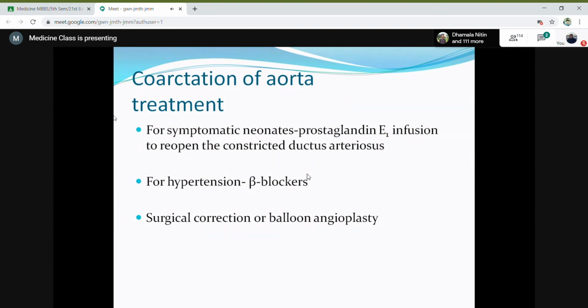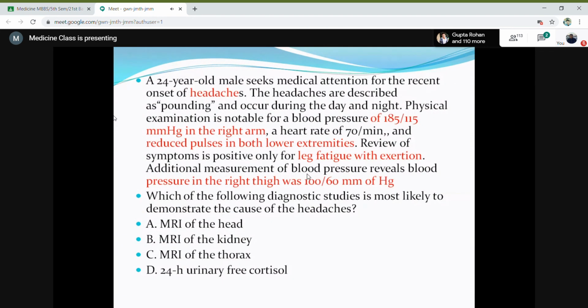For the treatment of coarctation of aorta, for a symptomatic patient who presents in the neonatal period, prostaglandin E1 infusion helps to reopen the constricted ductus arteriosus, to make it patent so as to supply the peripheral circulation. So this prostaglandin E1 infusion has to be given, and for the hypertension, beta blockers, and sometimes surgical correction or balloon angioplasty is also done.